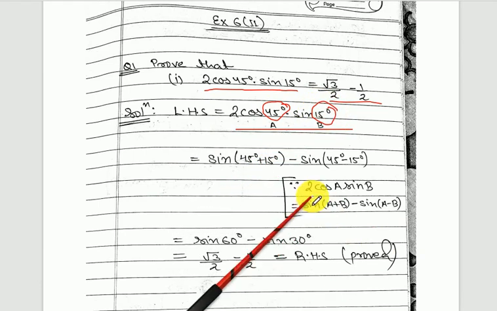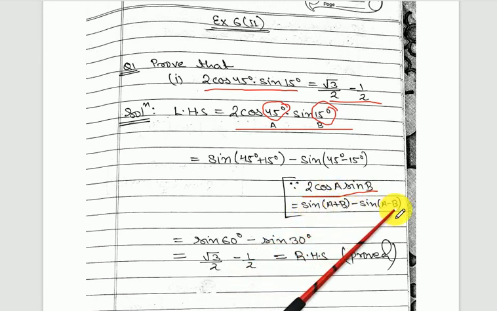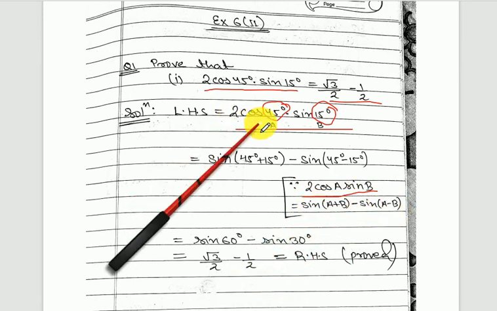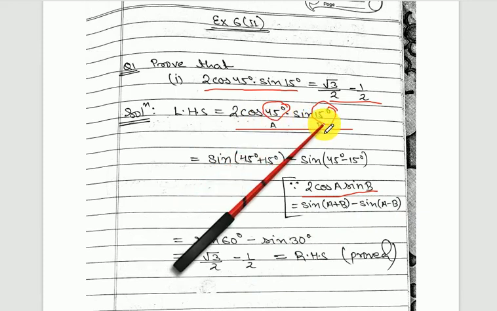Okay, so we have already seen the formula that if we have 2 times cos A into sine B, then this will be equal to sine (A plus B) minus sine (A minus B). So in this question, in place of A we have got 45 degrees, in place of B we have got 15 degrees.